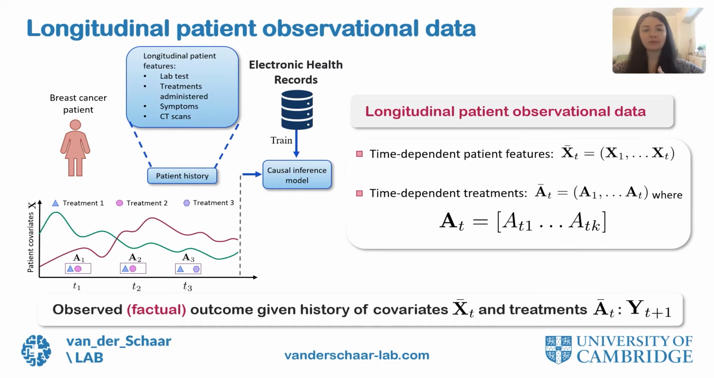In terms of problem formalism, we assume that we have access to an observational dataset, and for each patient, we observe time-dependent covariates and time-dependent treatments. At each time step, there can be k different treatments that can be simultaneously assigned to the patient, and this is very important for our setting. Moreover, we also observe the patient outcome y_{t+1} given the history of covariates and treatments.